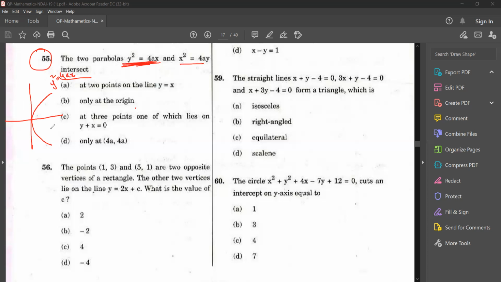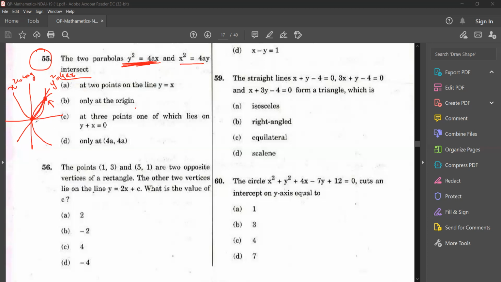Now, what is x square equal to 4ay? It is a parabola like this. You have to find where this intersects. See, this is intersecting here and here, isn't it? At 2 points. So this is y square equal to 4ax, this is x square equal to 4ay, and they intersect at 2 points. One point is this one, other point is this one.